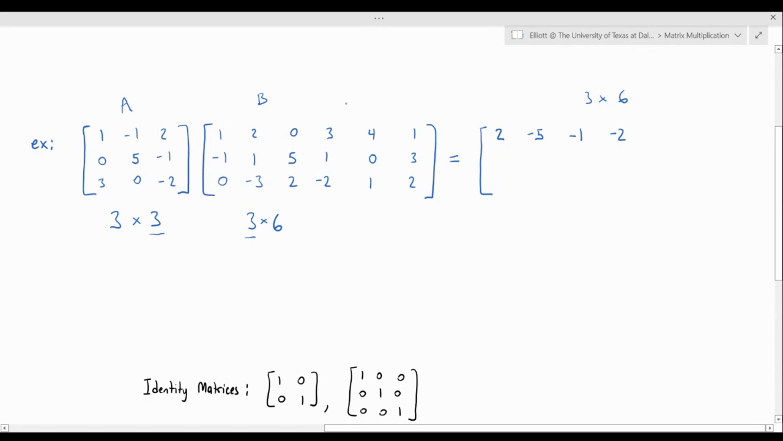Next, take the first row of A times the fifth column of B. That'll give us 4 plus 0 plus 2. The answer is 6. And then finally, the first row of A times the last column of B will give us 1, and then like minus 3, and then plus 4. So 1 minus 3 plus 4, I think that's positive 2. And then that will complete the first row of the product, okay?